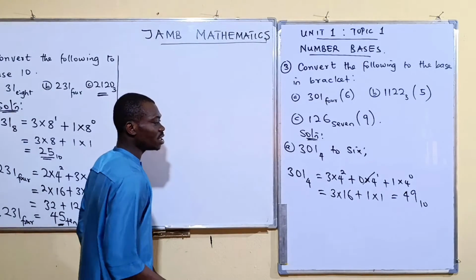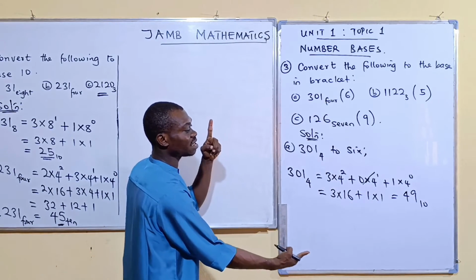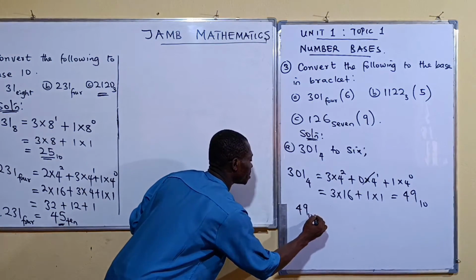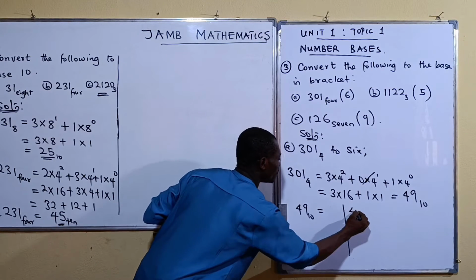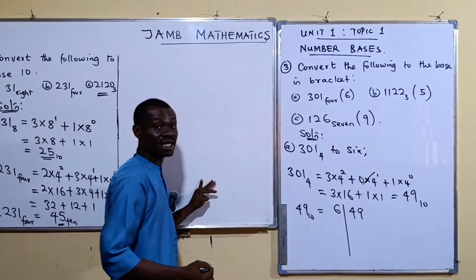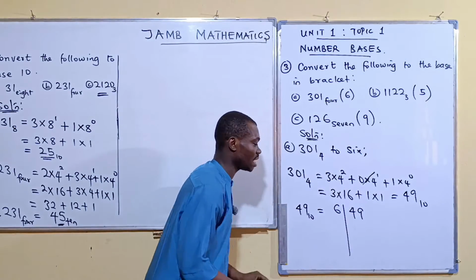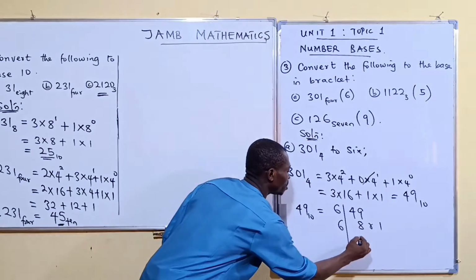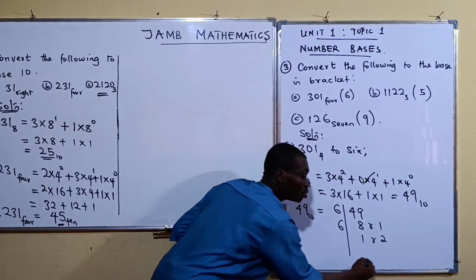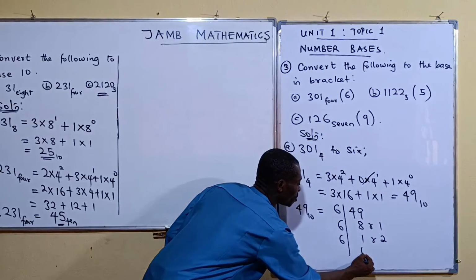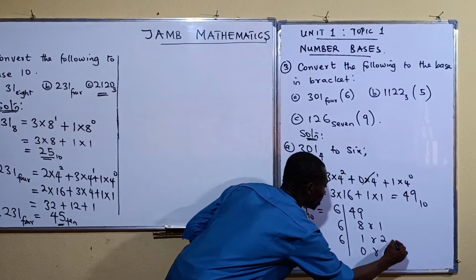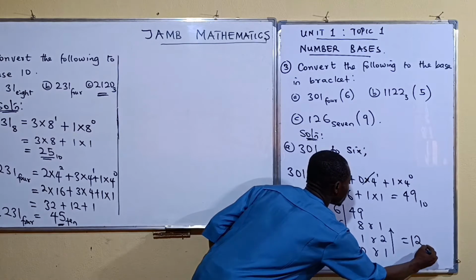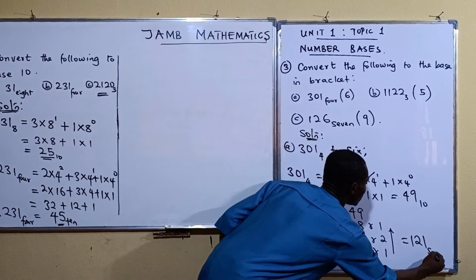Beautiful. Now I have to convert that 49 in base 10 back to base 6. I will divide 49 by 6. 6 into 49 gives 8 remainder 1. 6 goes into 8 once, remainder 2. And 6 into 1 cannot go, so you write 0 remainder 1. You remember our pattern: you check upward, so going up you have 1, 2, 1 in base 6.